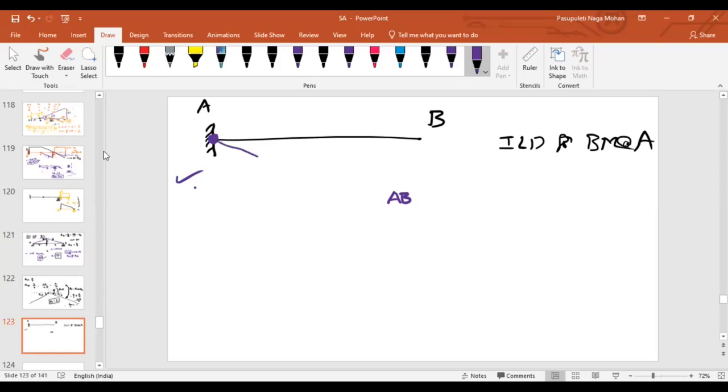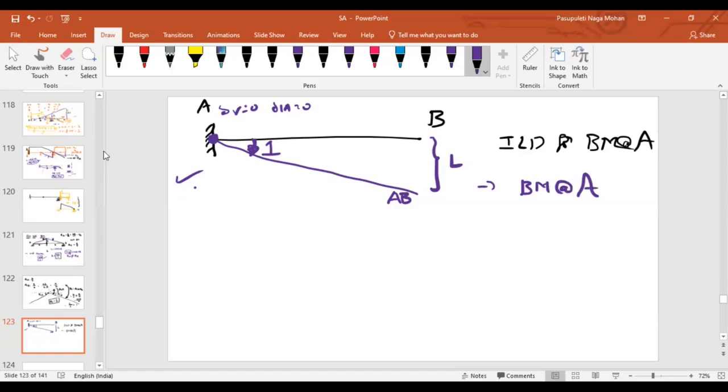If I apply the unit rotation, how will it deflect? Just like this. Why? Because as it is a fixed support, you have to release only the moment. That means rotation is allowed. Vertical deflection is equal to 0. Horizontal deflection is equal to 0. That means it tries to rotate with some magnitude. How is this going to deflect? Just like this. If this is the length L, this is the ILD for bending moment at A.